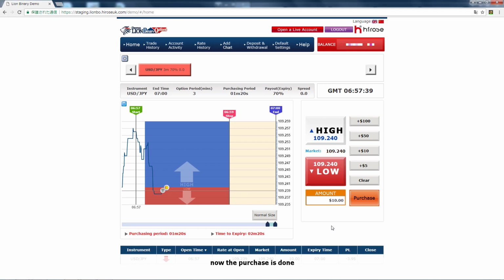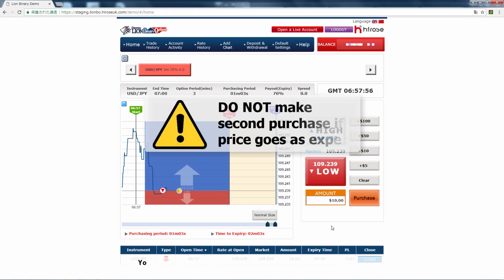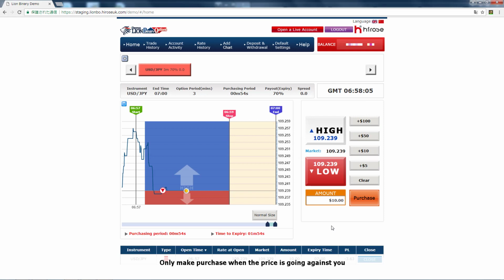Alright, so now the purchase is done. So again, if I see the price going against me, then I will make a second purchase. Otherwise, I will just leave it as it is. So here comes the second important rule when you use the Martingale strategy. The rule is that you don't make the second purchase if the market direction is going as expected. You only purchase it when the price is going against you. Do not purchase it when the price is going as you expected. Alright, so now let's just wait.